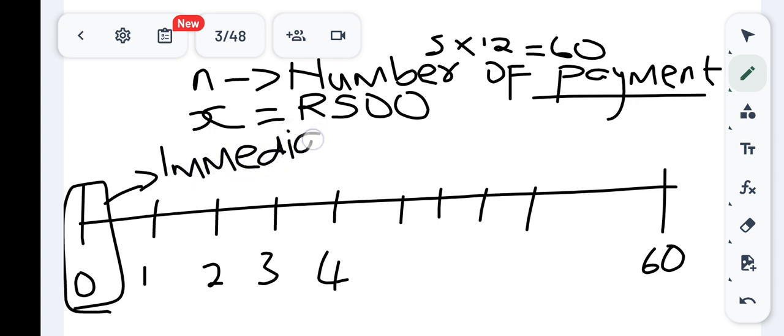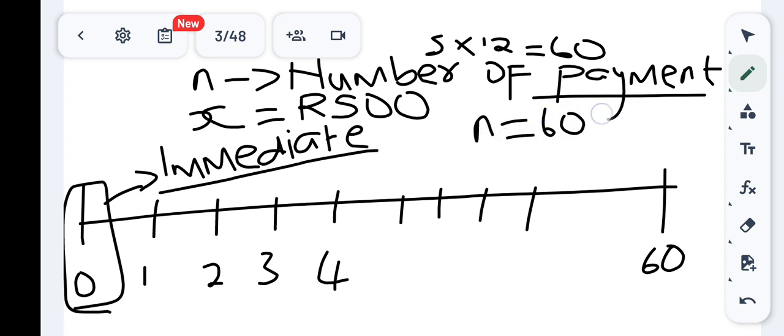Immediate payment. So how is my N going to be in this case? Because I started immediately, N is going to be 60 plus 1, and this is 61. Okay, because I started to deposit or make a payment immediately.